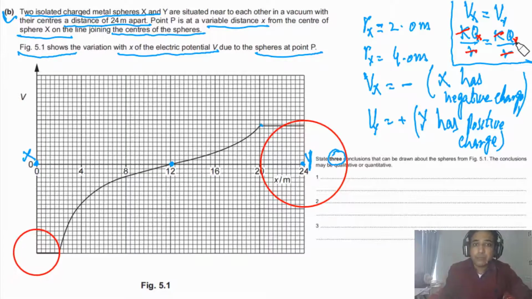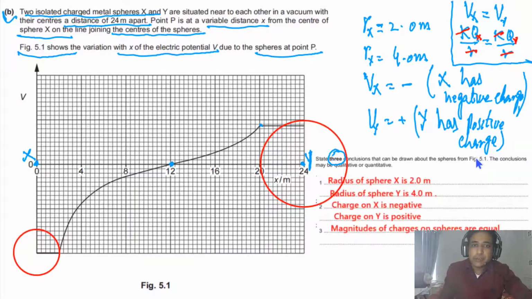I hope these points make sense to you. Now let me show you the final answer, how you can write down your answer. In your answer you can mention these points. 3 of them you need to write down, but if you write down more it's better. So these points we can mention. We have 5 points here.